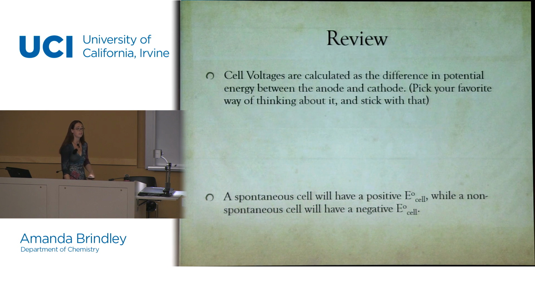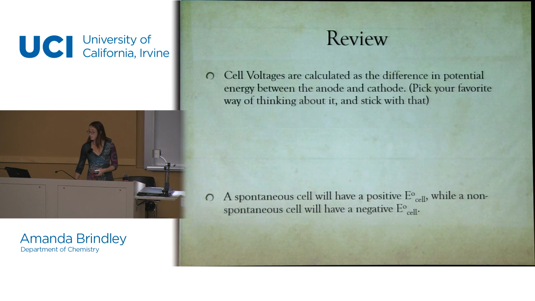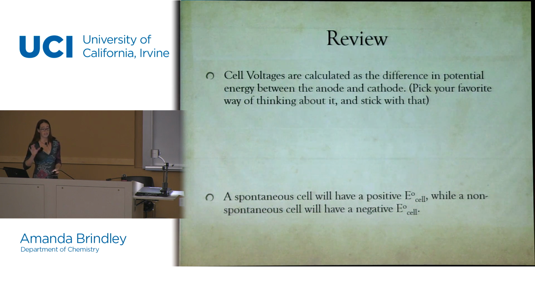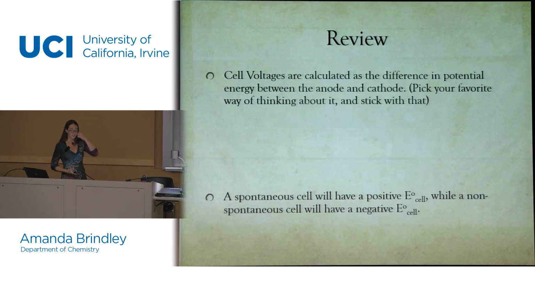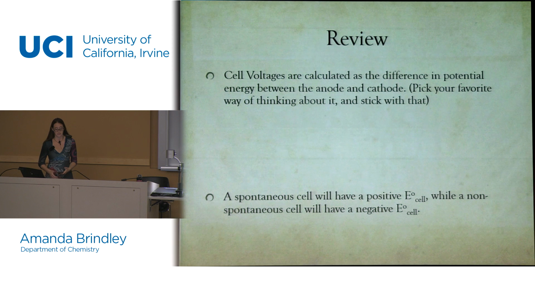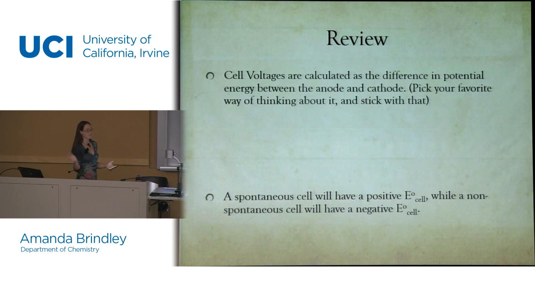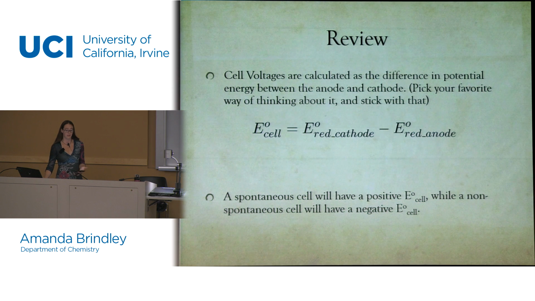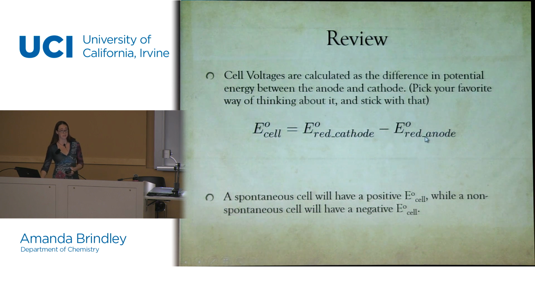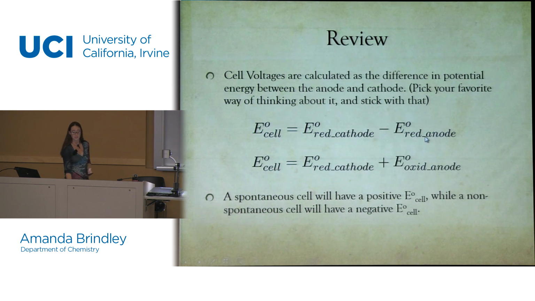Okay. Quick review of this section. So our cell voltages are always going to be calculated as our difference in potential energy between the anode and the cathode. All right? So the way that's phrased is really general. Our difference in potential energy between anode and cathode. What does that mean? Well, you either take the subtraction of your cathode minus your reduction potential of your anode, or if you want to think of it as plus your oxidation value, you just have to flip the sign.